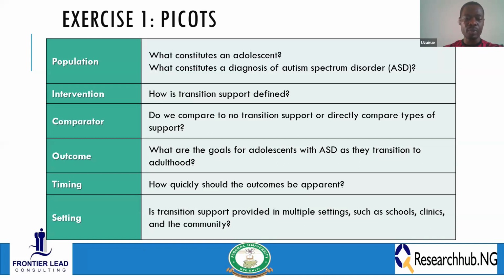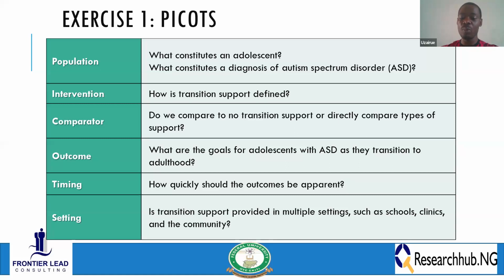The next would be, what are the goals for adolescents with ASD as they transit to adulthood? So you also look at what the goal is. That will be your outcome. As they are transiting from this stage to this stage, the expectation and the goal will actually determine the kind of support that you're going to give to them. How quickly should the outcome be apparent? That's another thing. Timing is also important. Are we looking at those supported for 6 months compared to those supported for 1 year, or those supported for 1 year compared to those supported for 2 years? Those are time frame issues.